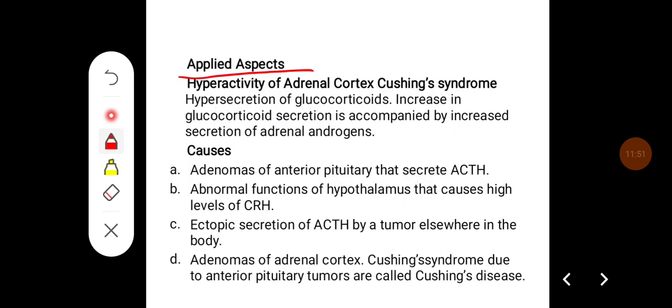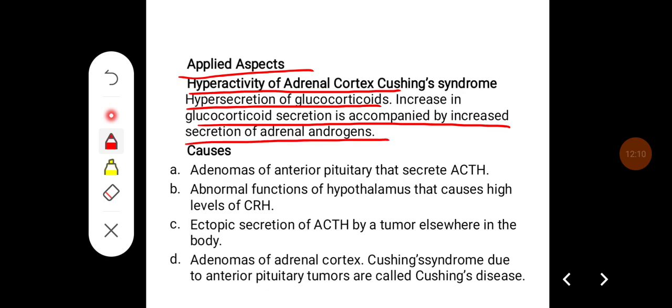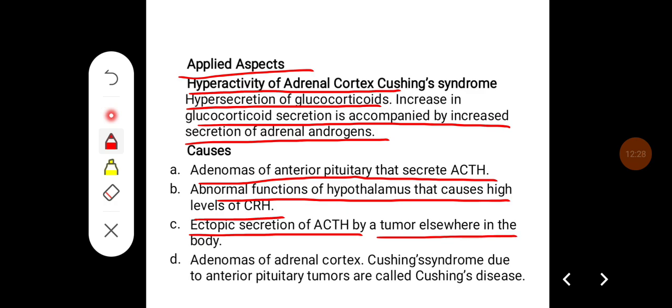Applied aspects. Whenever there is a hyperactivity of the adrenal cortex, it leads to a group of symptoms called Cushing syndrome. It occurs because of the hypersecretion of glucocorticoids, and there will be an increase in glucocorticoid secretion accompanied by an increase in the secretion of adrenal androgens. Some of the causes for Cushing syndrome are adenomas of the anterior pituitary that secrete excess ACTH, abnormal functions of the hypothalamus that cause high levels of corticotropin releasing hormone, and ectopic secretion of ACTH by a tumor elsewhere in the body.